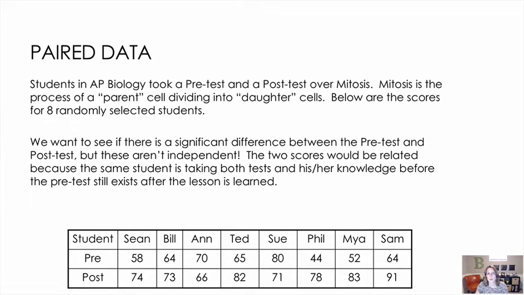This one is actually the easiest one, but you have to be very careful that we're dealing with paired data, otherwise it doesn't work. In this case, this is a pre-test and post-test for a test over mitosis, which is the parent cell dividing into daughter cells. These are the students' names, and this was their pre-test score, and then after the unit they were given a post-test score, and hopefully they all went up, but we don't know.